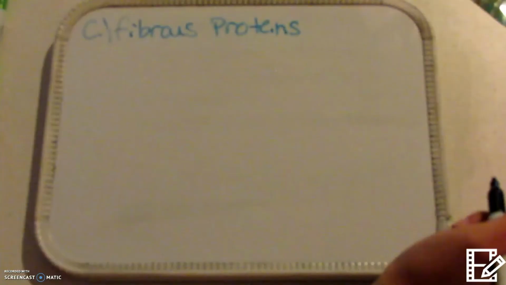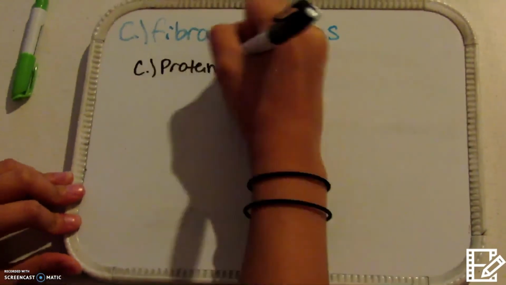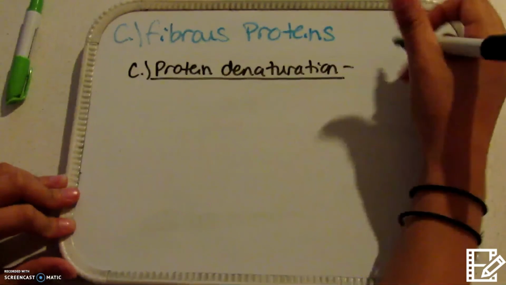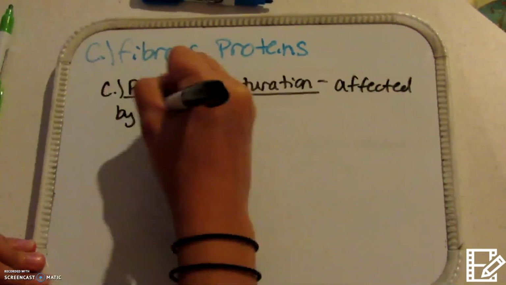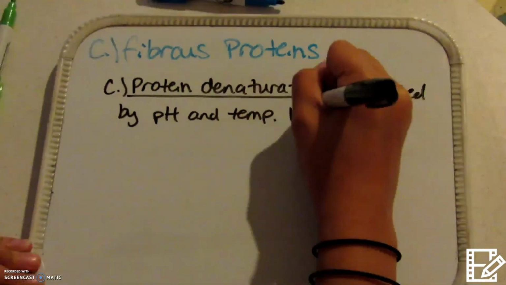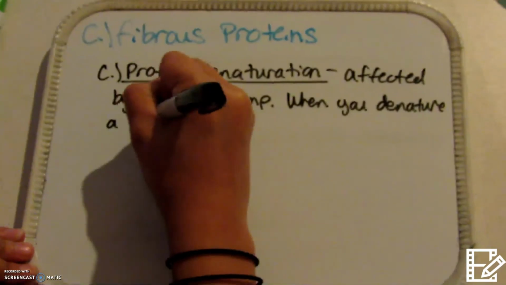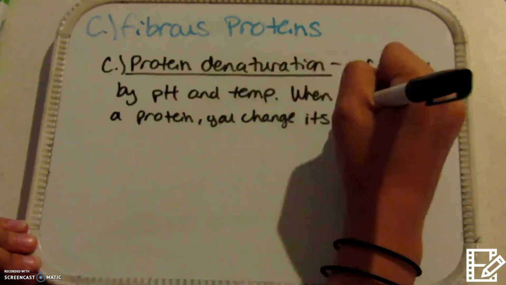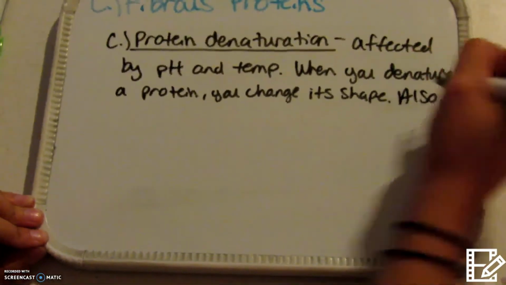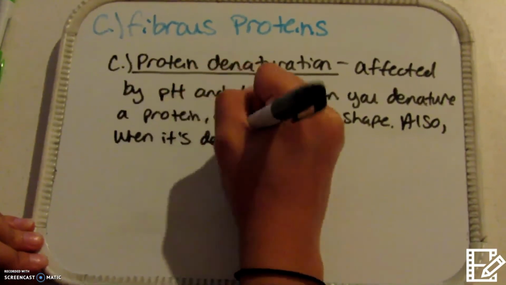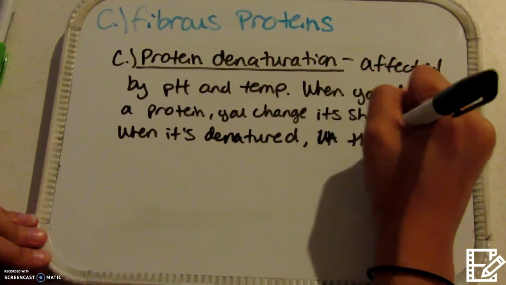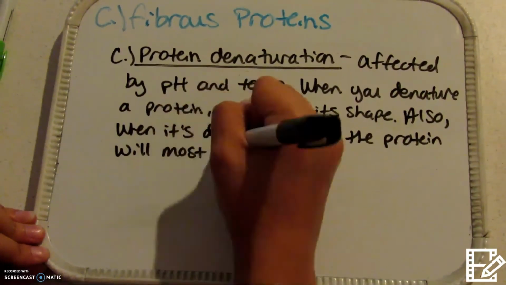Next, we'll talk about protein denaturation. When you denature a protein, you change its shape. When you have denatured it, it will most likely not change back. You can also denature a protein with high or low pH. For example, egg whites.